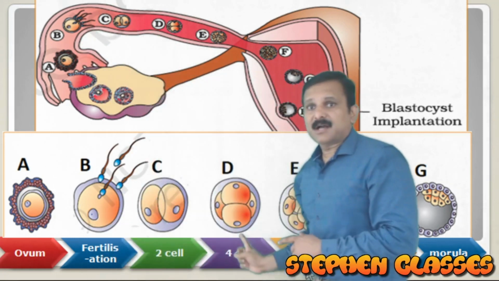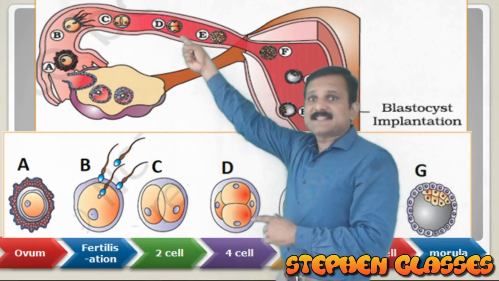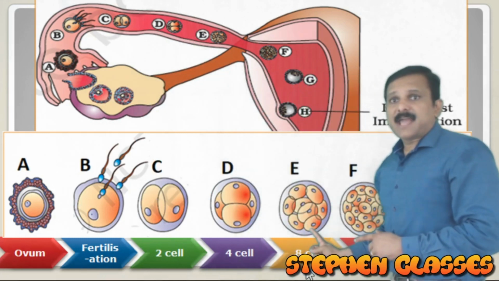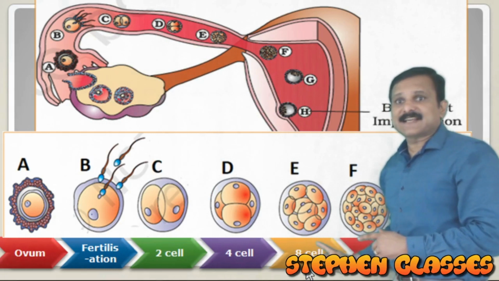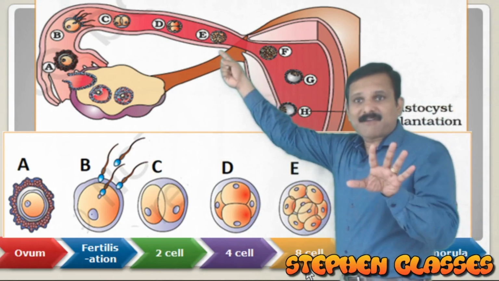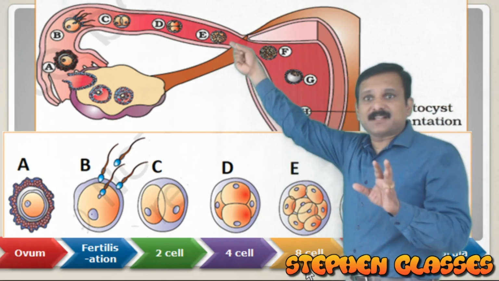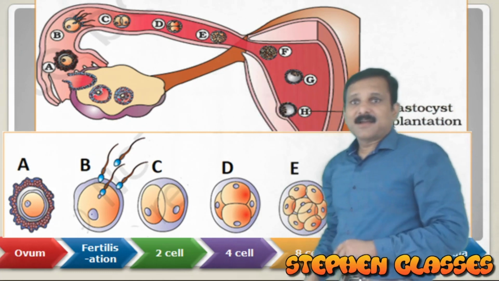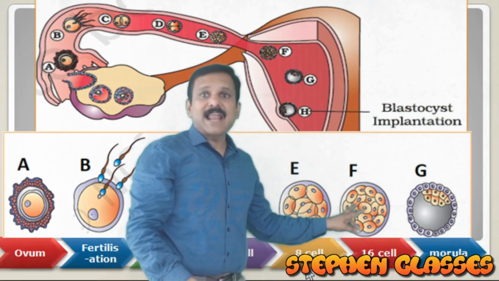Now here the four cell stage, you can see it over here. The 8 cell stage, this is the 8 cell stage labeled as E. You can see it here, right? Can you see all these structures within this fallopian tube? Right. Now, what about the morula?